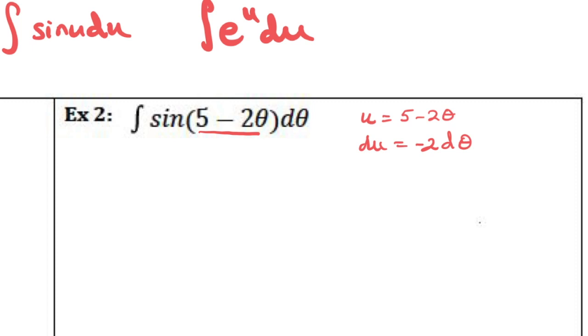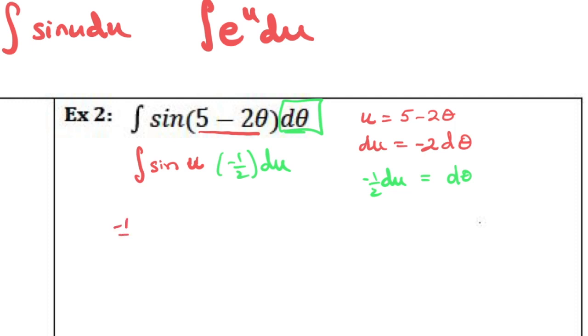Let's see how this helps us. When we rewrite our problem with the antiderivative, the sine, replacing 5 minus 2 theta with u, you'll notice you have to get rid of this d theta. But what does d theta equal? D theta is negative 1/2 du. So we're going to replace d theta with negative 1/2 du.